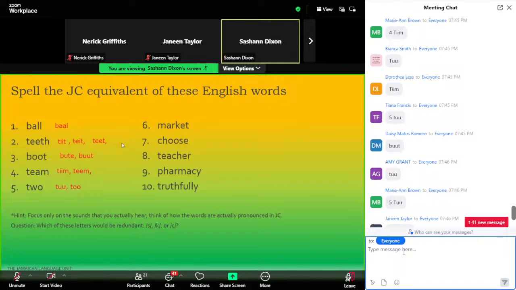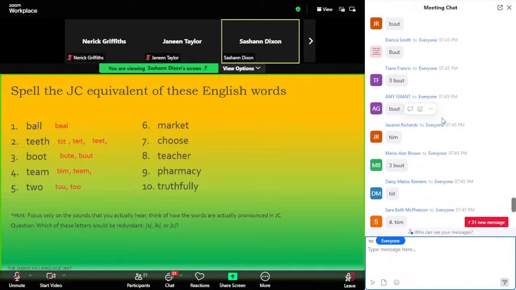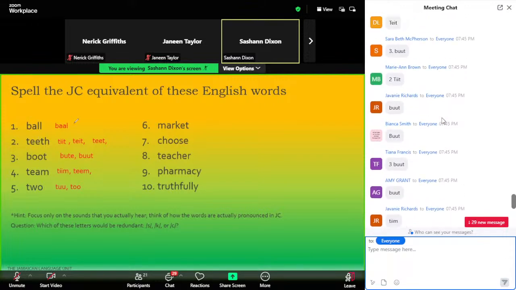Okay. All right. So I have an option for each. Number 1 should not be an issue unless you weren't paying attention. So we did number 1 already. Ball, B-A-A-L. So that one we can tick off.